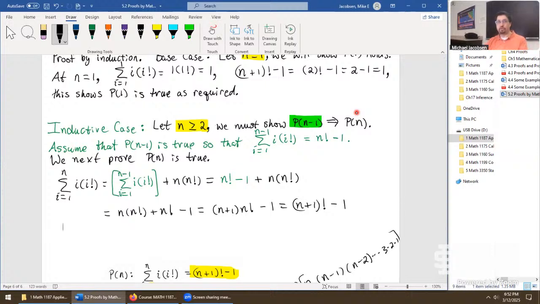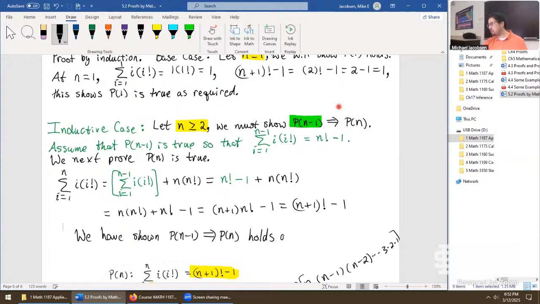Lots of ways to end the proof. You could say, this demonstrates what we required. The proof is over. Or you could say, if you'd like, we have shown Pn minus 1 implies Pn holds. And so the proof is complete.